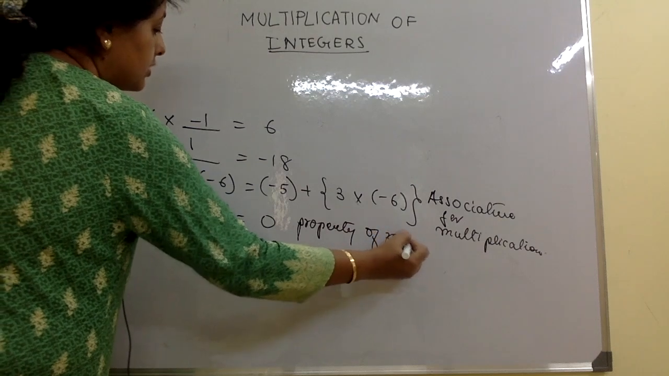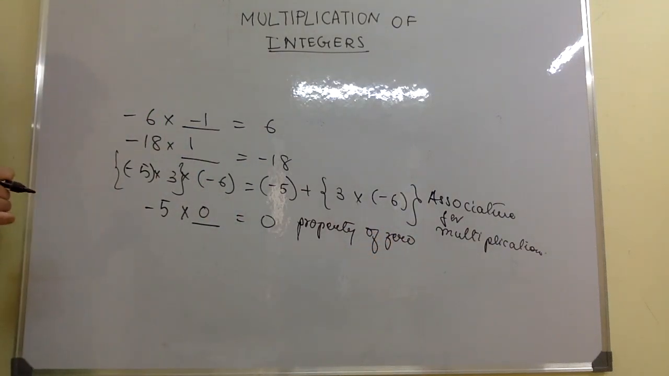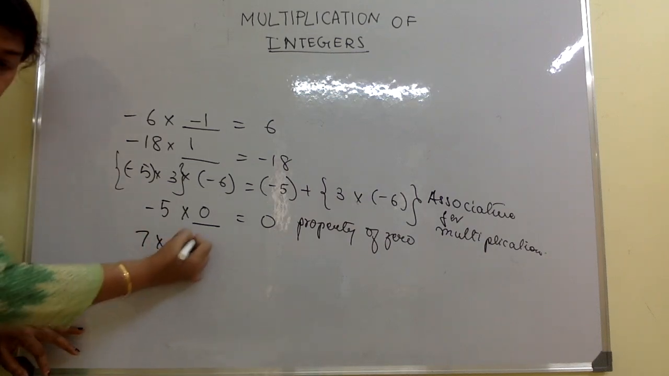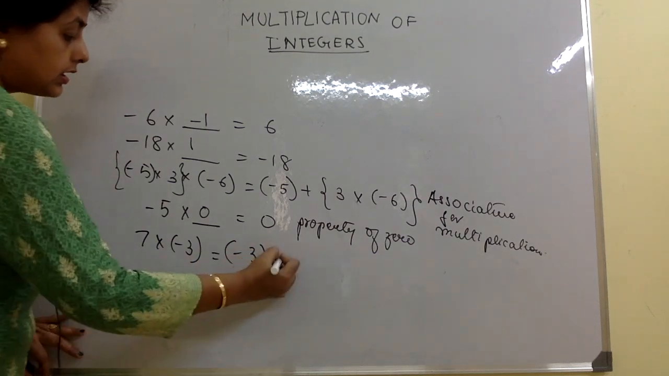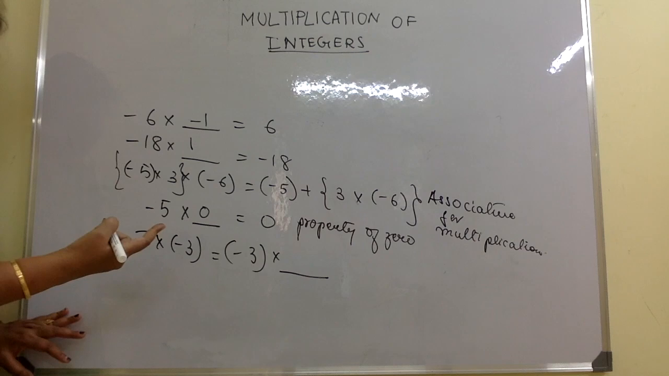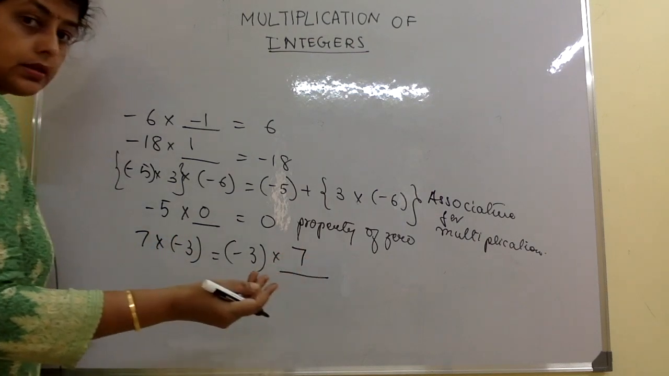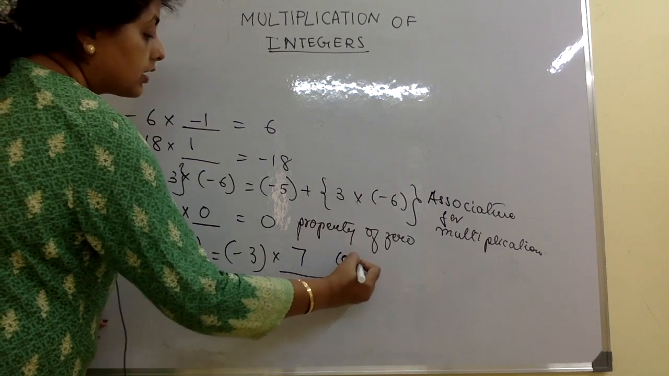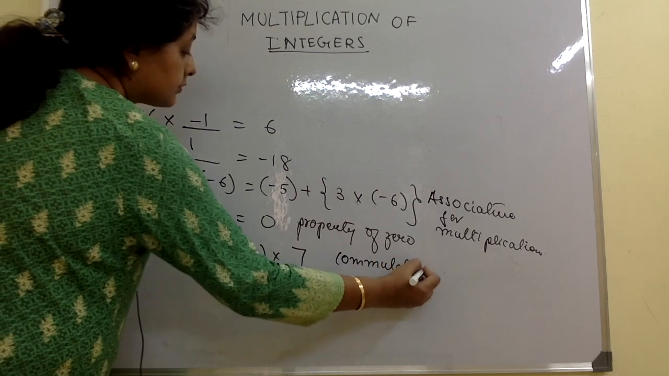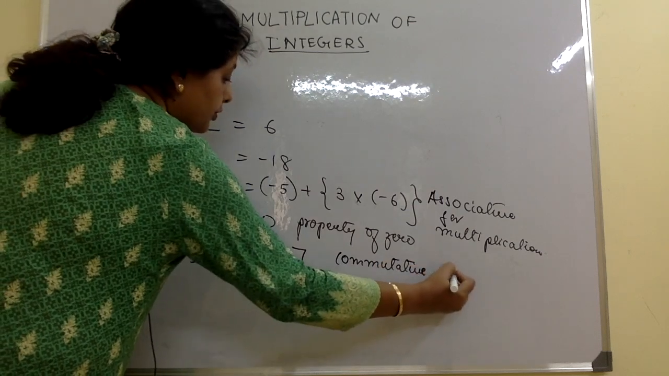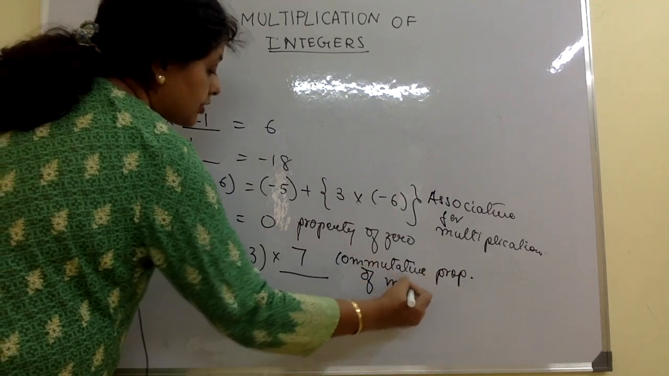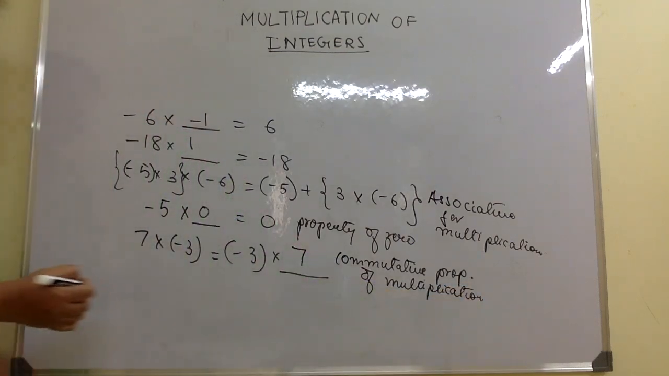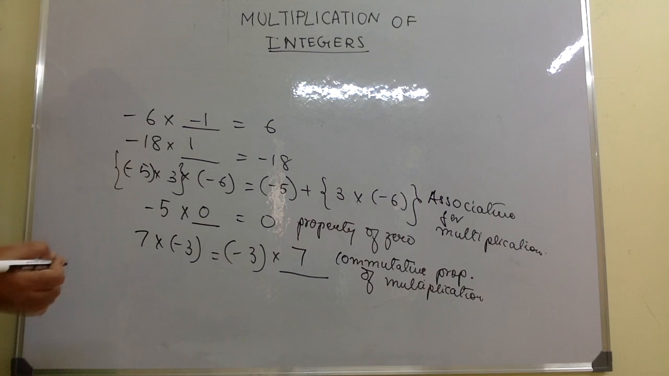Now remember, sometimes they ask you to fill in the blank and they will also ask you to write down the property. Now here 7 into minus 3 is equal to minus 3 into dash. What is this now? This is equal to 7, right? Why is it equal to 7? Because we are practically doing the commutative property of multiplication of integers.